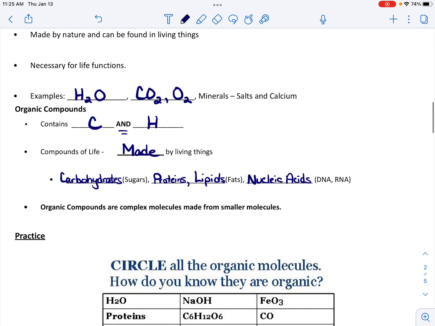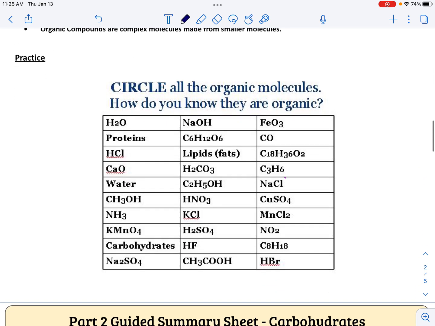Okay, organic compounds are complex molecules that are made from smaller molecules. And remember, the only way we can make organic compounds is to get the components, those smaller molecules, in our food. So I'd like you to take just a minute, pause the video, and see if you can highlight in your packet which of these molecules are considered organic. Remember, you're looking for things that are made by the body that contain carbon and hydrogen. So go ahead, pause the video.